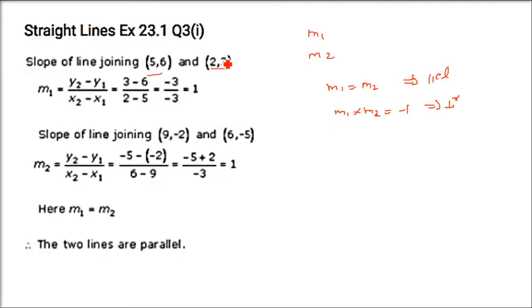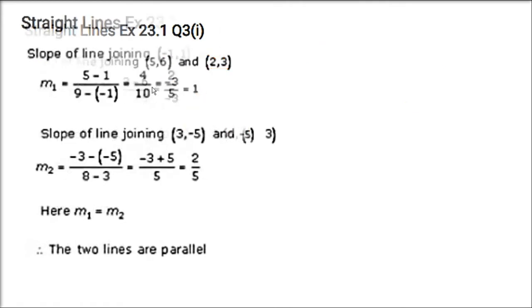So first, the points are (5, 6) and (2, 3). So 3 minus 6 and 2 minus 5 is going to be 1. Then we have minus 5 minus of minus 2, that is minus 5 plus 2, divided by 6 minus 9, that is minus 3. So here also you are going to get minus 6 minus 9, so it will be 1. So you're going to get 1 again. You can see that the slopes m1 and m2 in both the cases are the same. That points out that the two lines are indeed parallel.